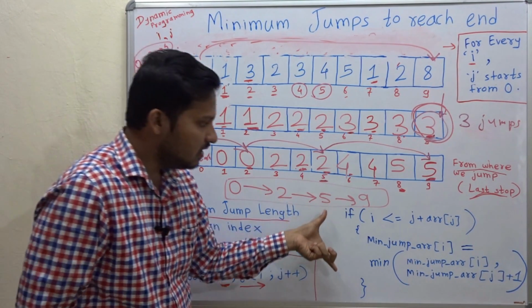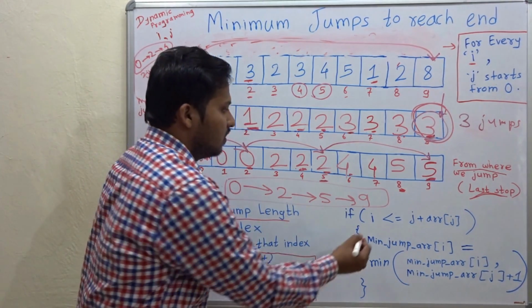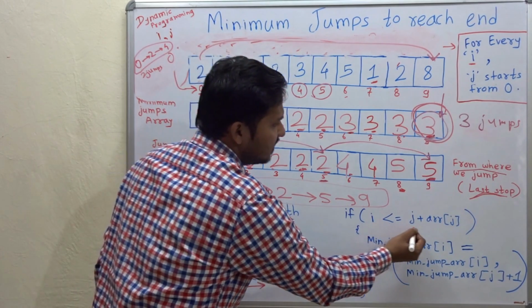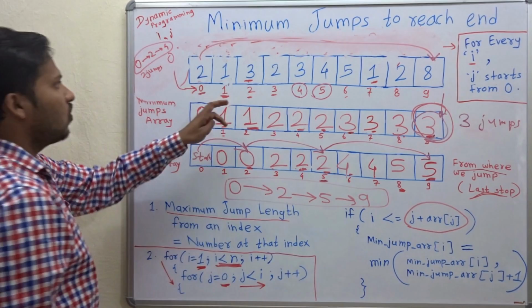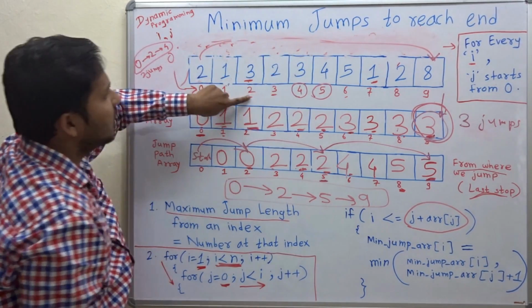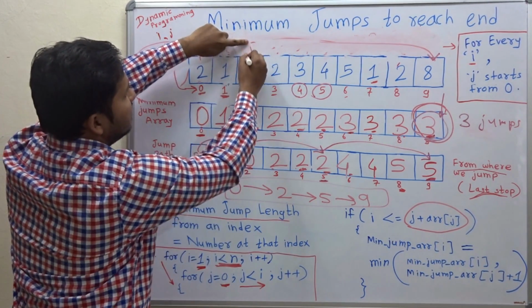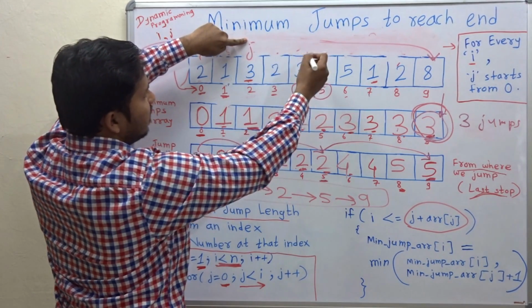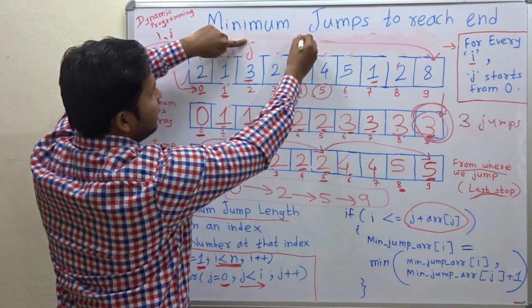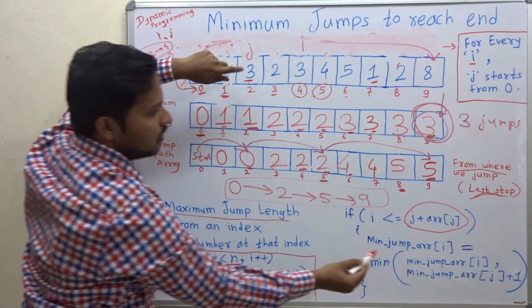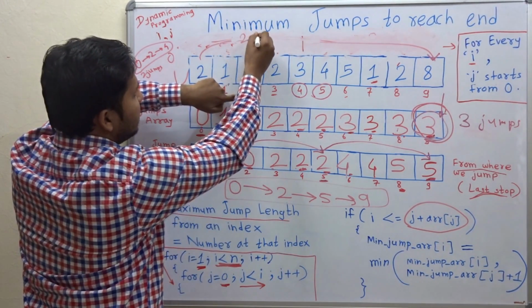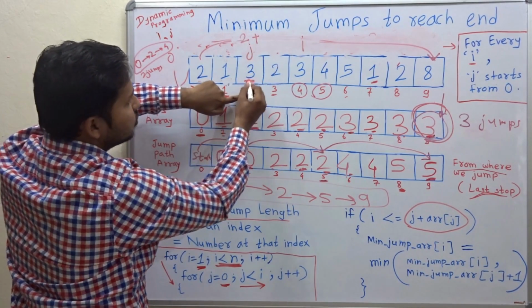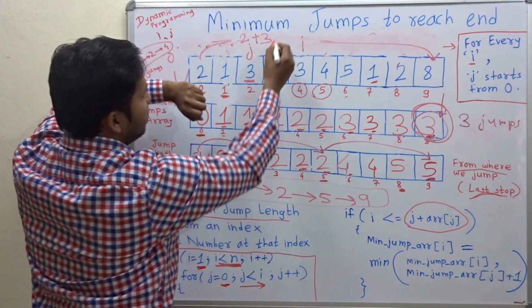Okay. See, here is the code. So you can see, if I is less than j plus array of j. What does j plus array of j mean? For example, you are here. Suppose j is here, just an example, and I is pointing to the 4th index. So j is 2 and array of j is the value 3. So 2 plus 3 is 5.